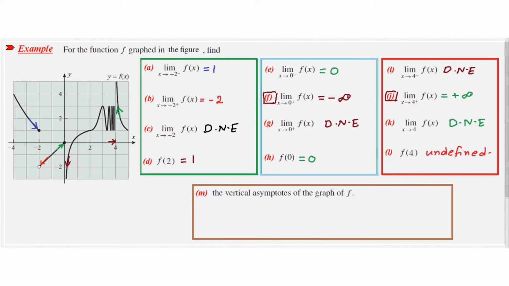If the limit equals infinity or negative infinity, then the x given in the limit is a vertical asymptote. So we have two vertical asymptotes. The first one is x equals 0 and the second one is x equals 4, because the values of the limit are infinity and negative infinity. So the vertical asymptotes are x equals 0 and x equals 4. We have two vertical asymptotes, and this is the final answer for the first example.